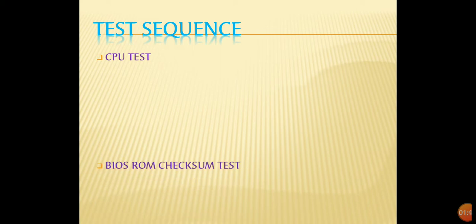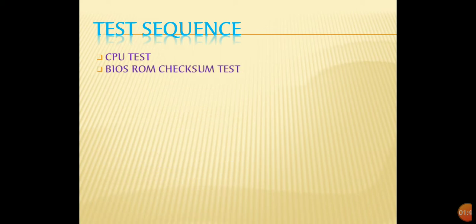The first test is the CPU test. In the CPU test, the internal interrupts are masked off, and the internal flags and the internal registers are tested. The next test is the BIOS ROM checksum test. In this test, a checksum is performed on the entire BIOS ROM, and the least significant byte of the resultant checksum should be 0.